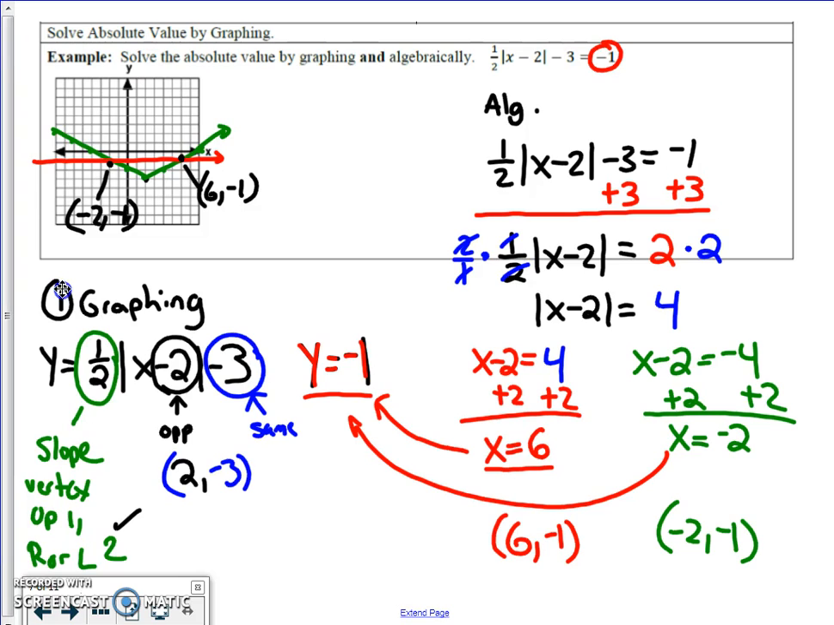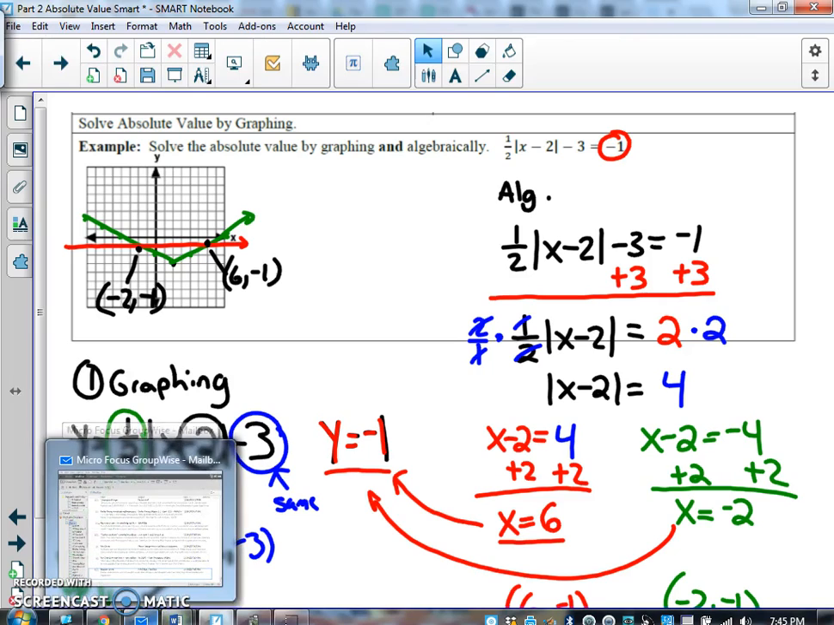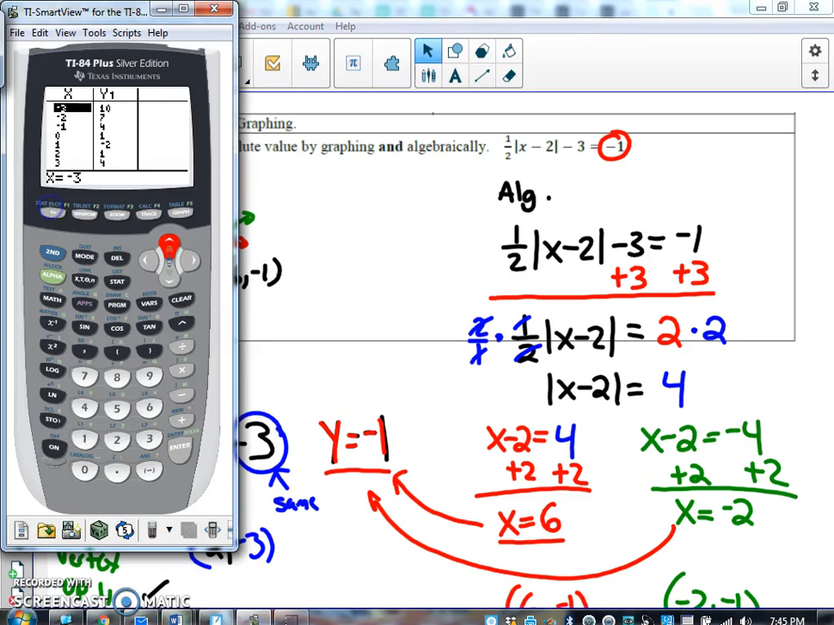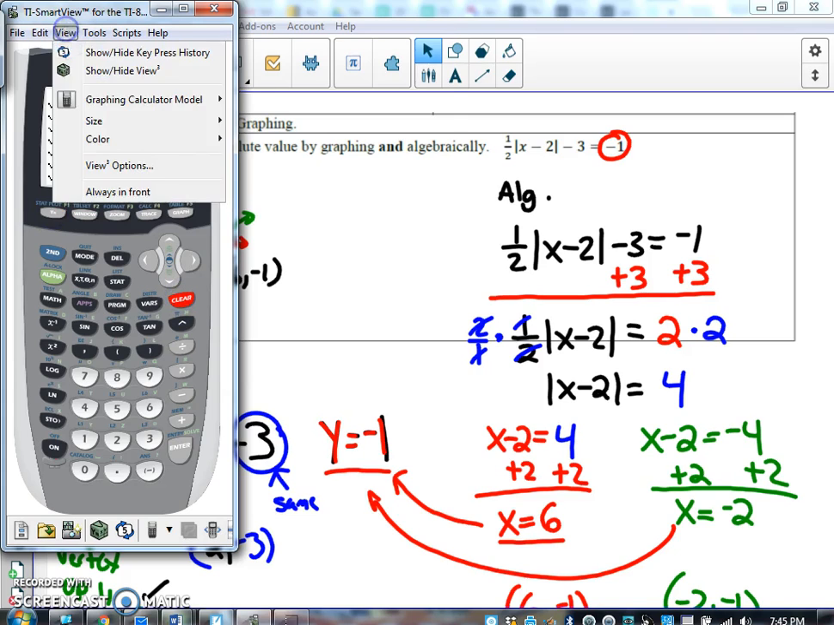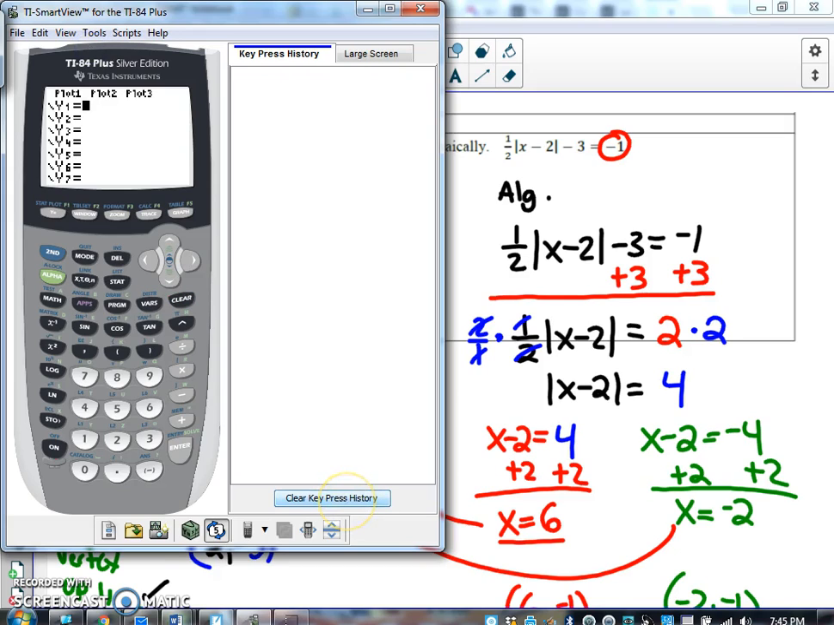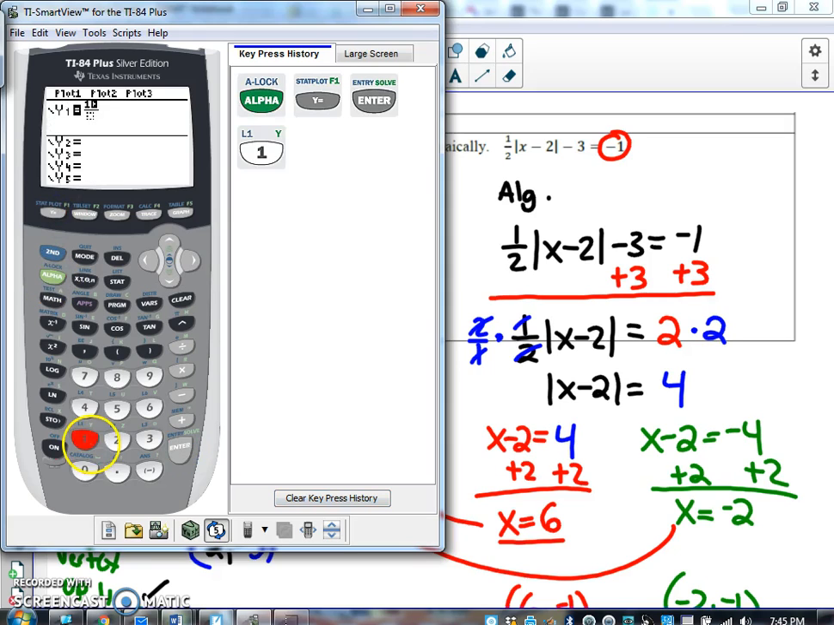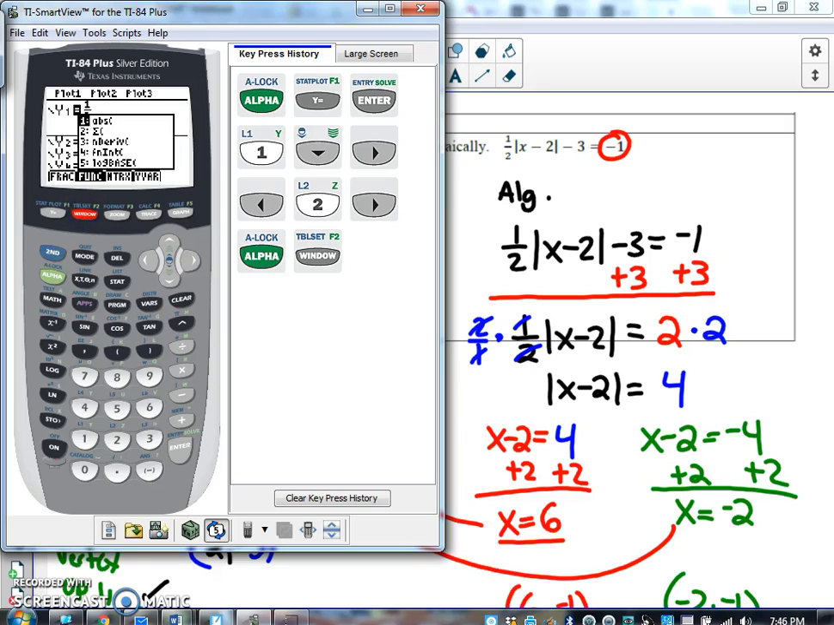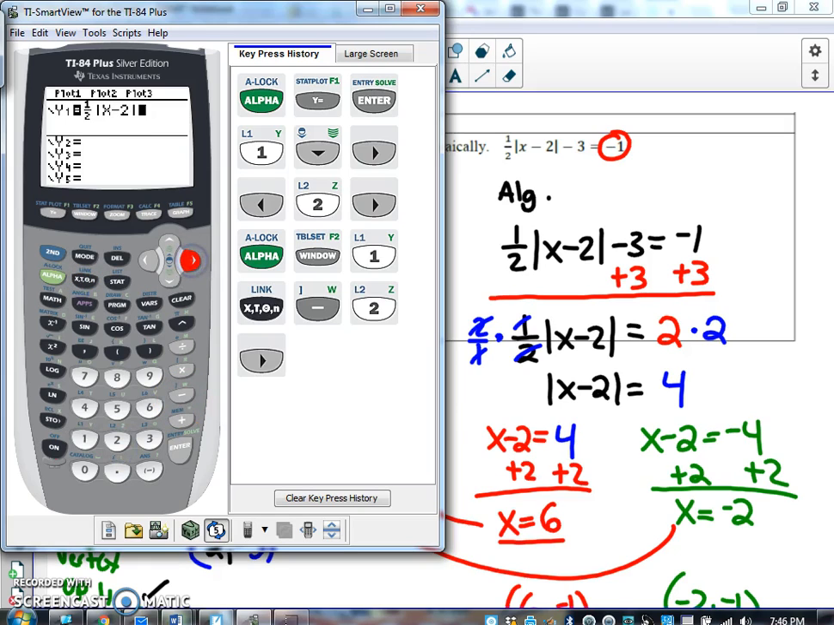There is a third way I could have solved this problem involving my calculator, and I'll go ahead and show you now. I'm going to enter in my absolute value function. I'm going to bring up my keystrokes just so you can see that as well. My function is 1/2, so I'm going to go alpha y equals, enter to create my 1/2. Then to create my absolute value function, alpha window, enter 1 for absolute value, x minus 2, arrow key over to get out of there, minus 3.